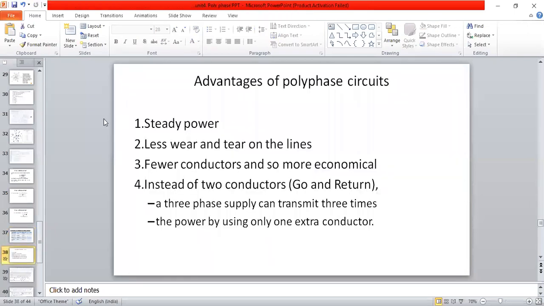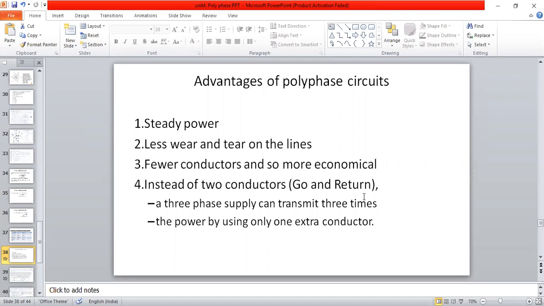So next we'll go to some advantages. What are the advantages of polyphase? Steady power, so it provides constant power. Less wear and tear on the lines, which means maintenance and problems are less compared to other systems. Fewer conductors and so more economical. Conductors are fewer, so cost is saved.